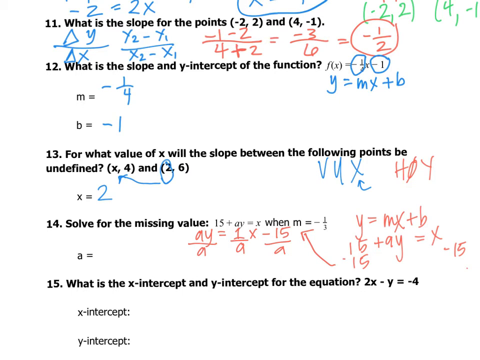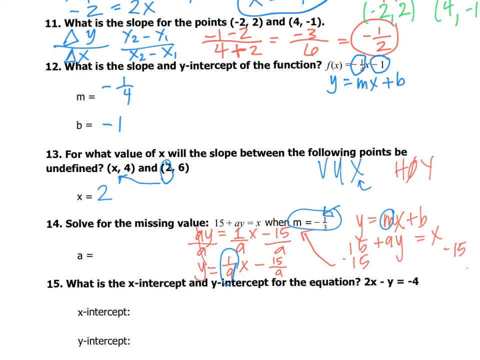All right, so let's go ahead and clean this up a bit. On the left side, we'll have y by itself. Then we'll have 1 over a, and then x on the side. And then we're going to have minus 15 over a. I know that's kind of weird, but what we can do now is, since it gives us our slope and m is in front of x, we can set what is in front of x equal to this.